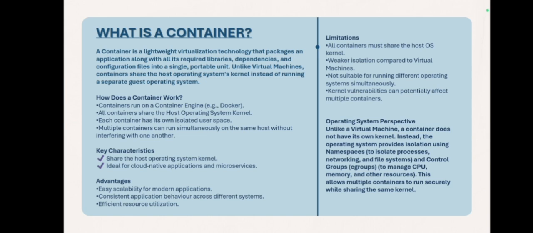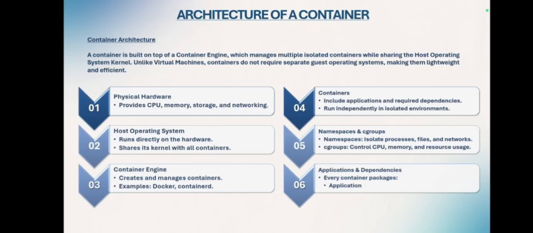This slide compares the architecture of virtual machines and containers. In virtual machines, every VM contains its own guest operating system above the hypervisor. In containers, all the containers share the host operating system through a container engine such as Docker. Because containers eliminate the extra operating system layer, they require fewer resources and deliver better performance.